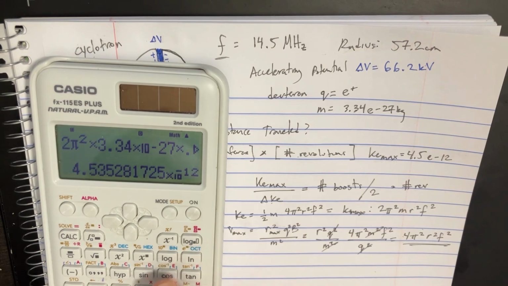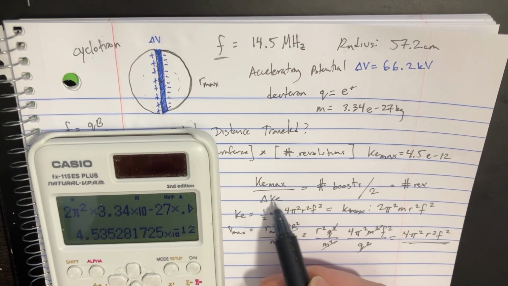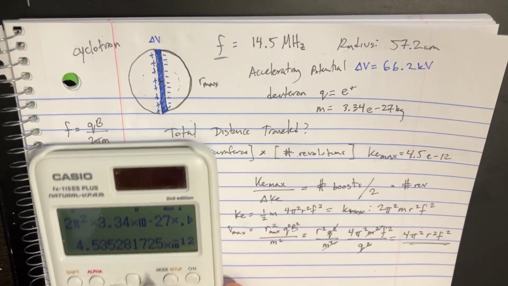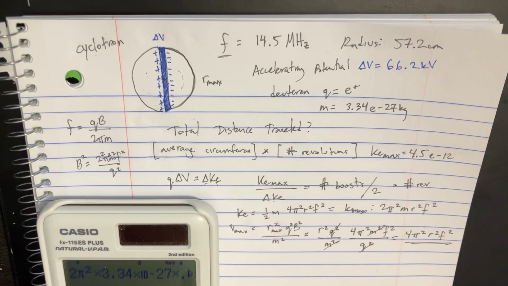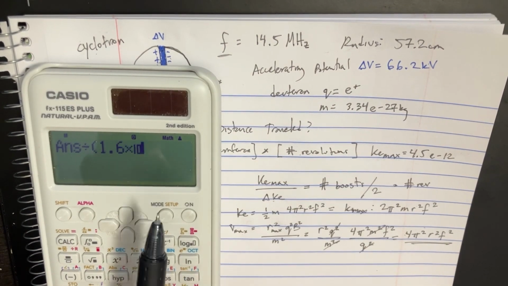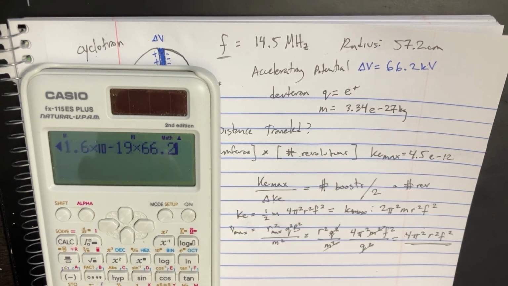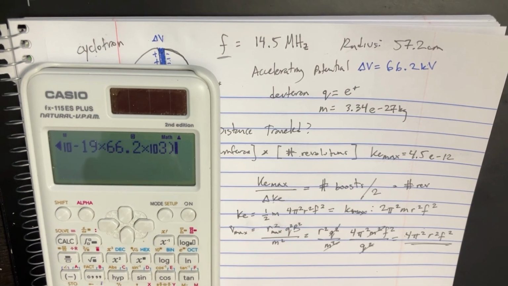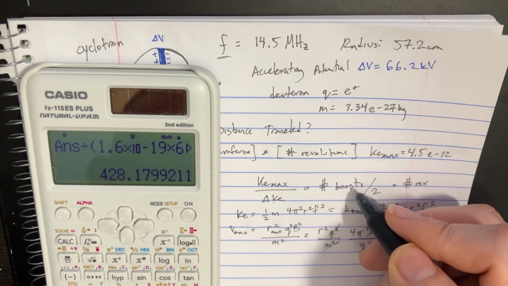Now from here, we'll divide it by the KE change that we get every time we go through here, because that'll give us the number of boosts. We already had that plan before. So let's divide that by q delta V. Divide that by the 1.6 e to the negative 19 times the delta V, which is 66.2. And so we get the number of boosts is 428 boosts.